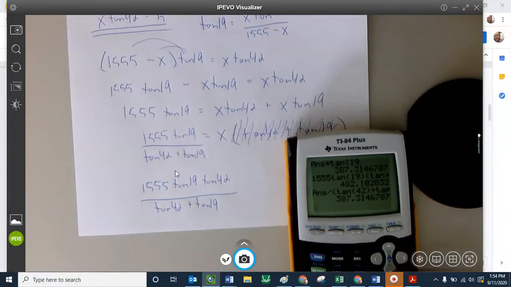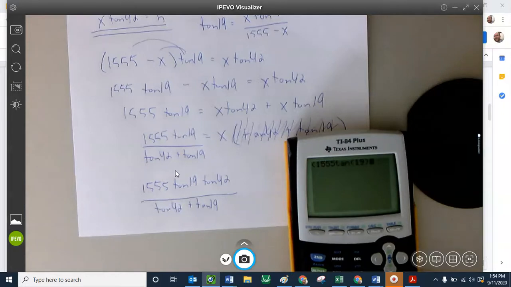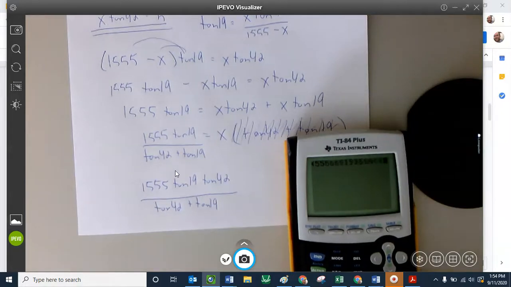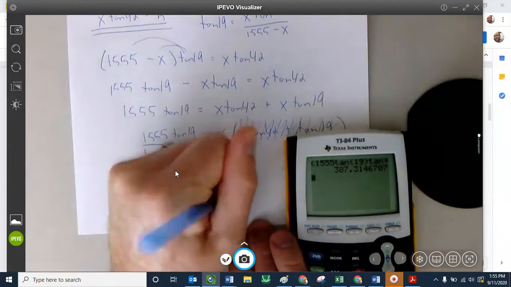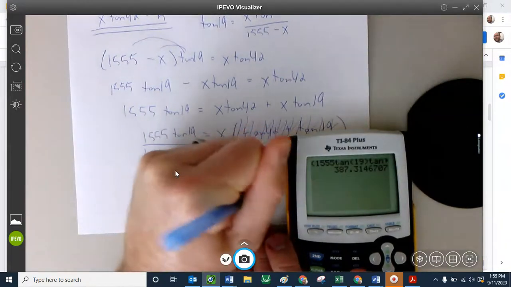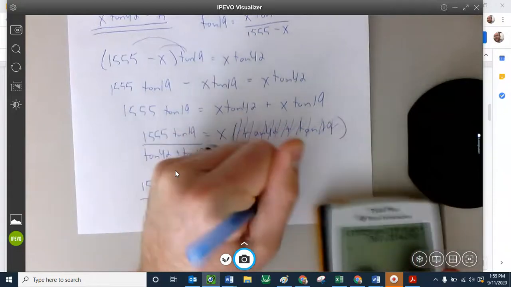I'd already done it once, so there's the answer, but pretend like you can't see that. I'm going to do parentheses 1555 tangent of 19, close it. Tangent of 42, close it. Close it. Divided by, I'm going to start a new one. I'm going to say, hey, I want all this in my denominator. Tangent of 42 plus tangent of 19. Close that off. 387, about equal to 387.3 feet.